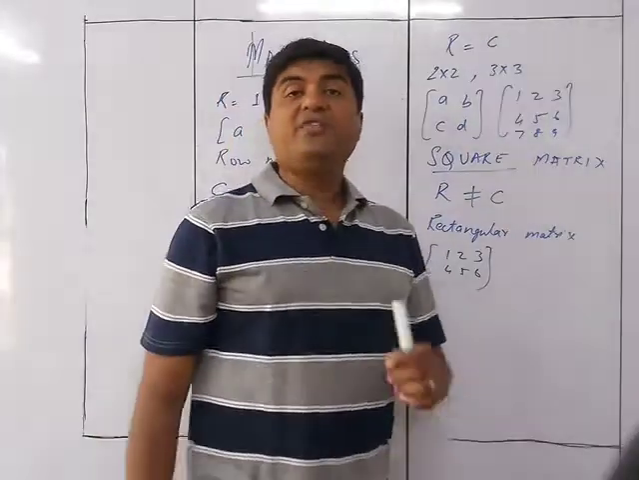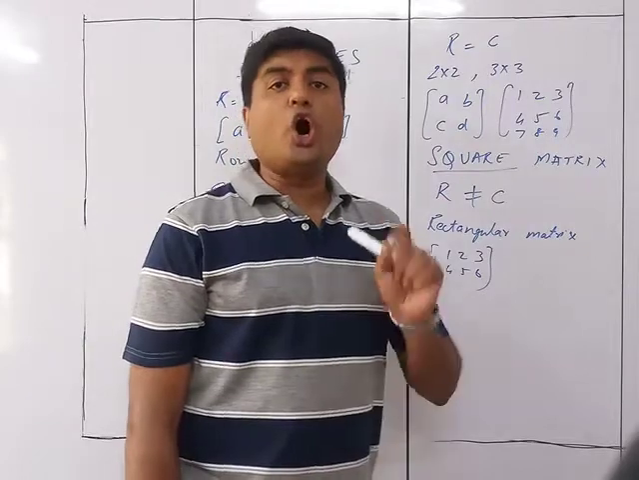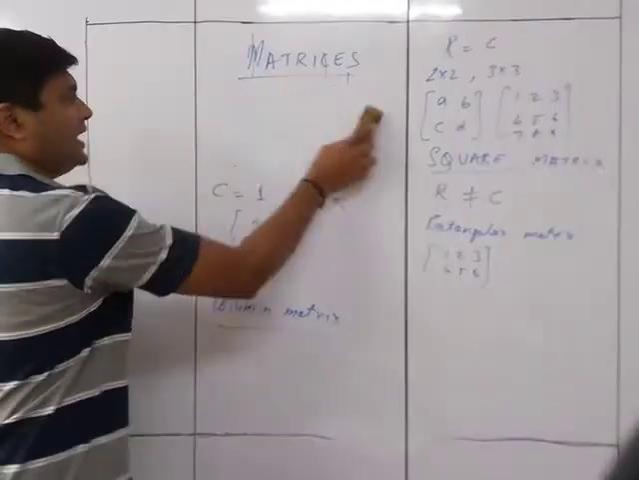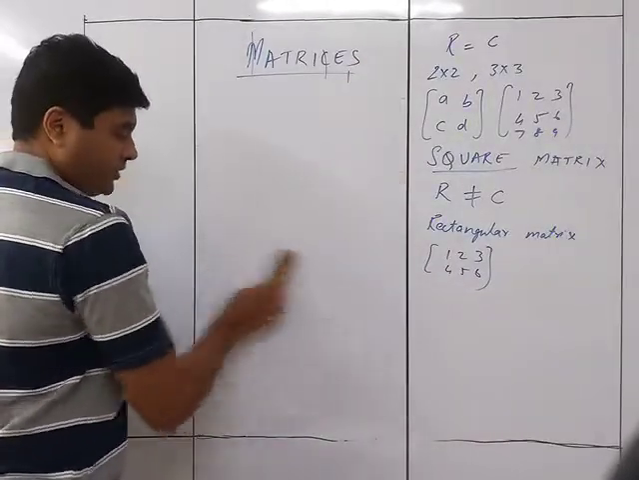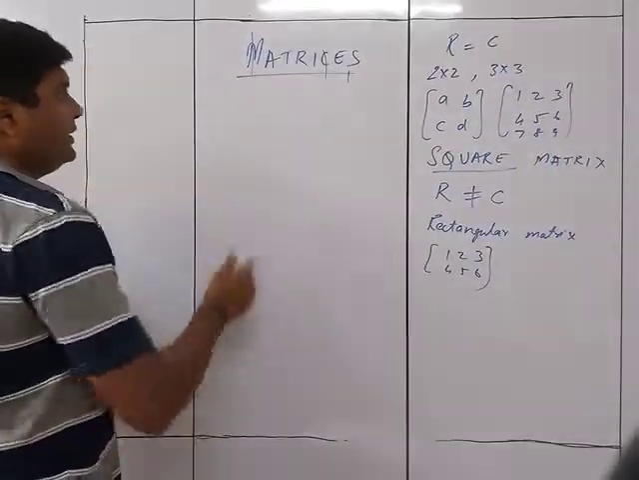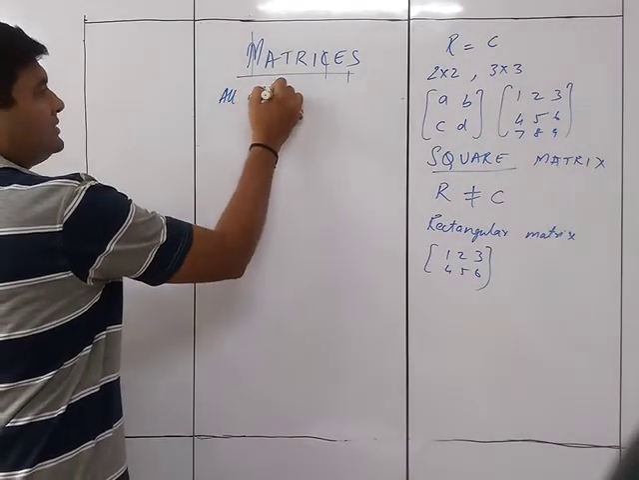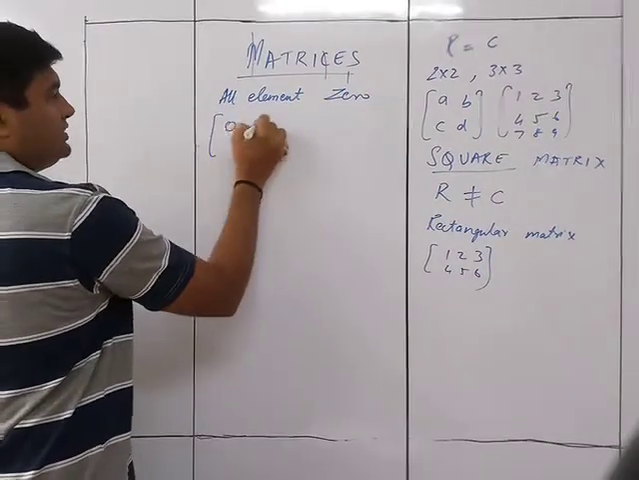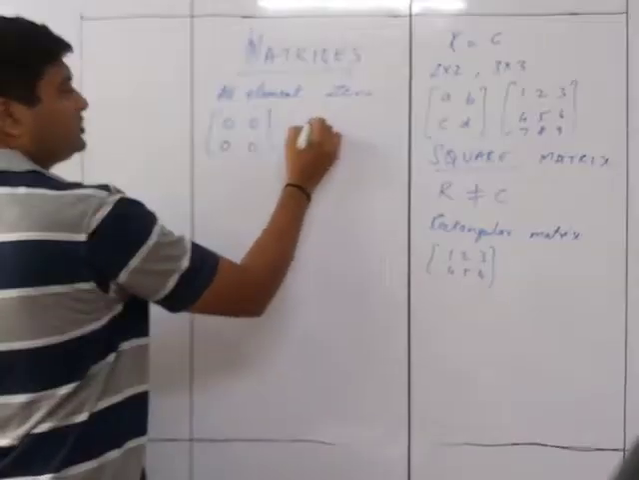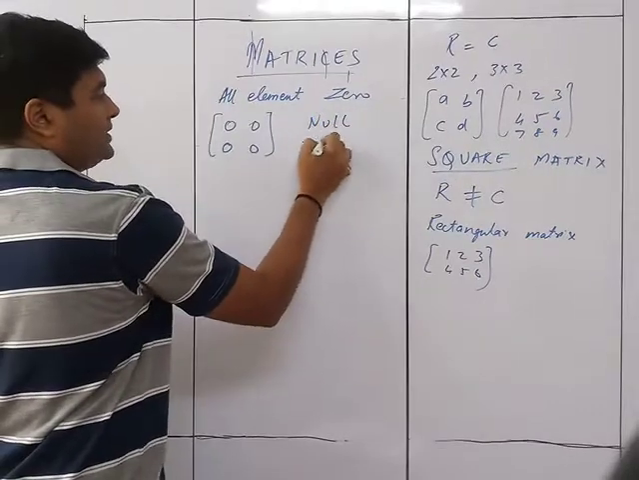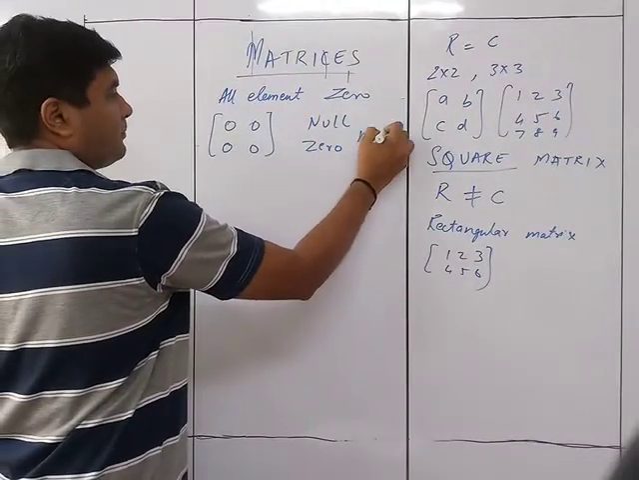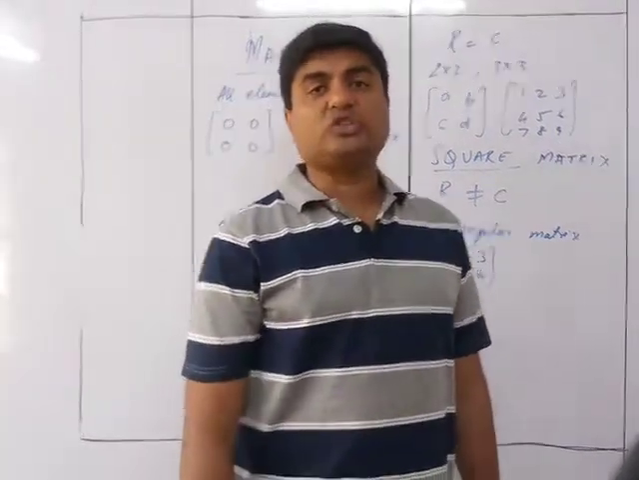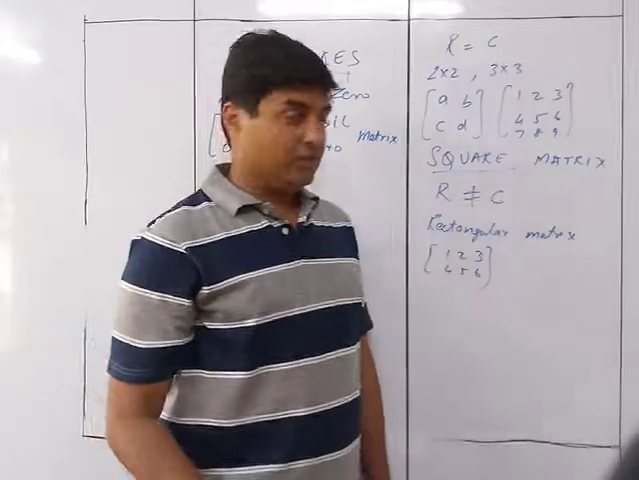Now, any matrix which has got all its elements as 0 is called a null matrix or zero matrix. Very important. All elements 0. So if it is like this, 0, 0, 0, 0, then this is called a null or zero matrix. A null matrix or zero matrix is the one in which all the elements are 0.